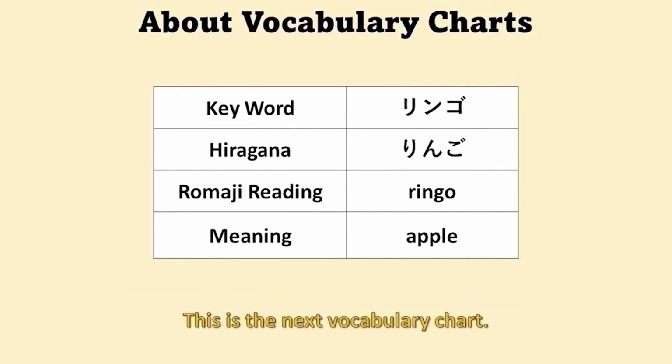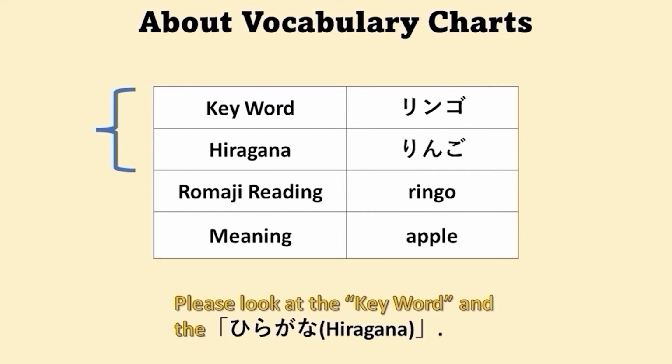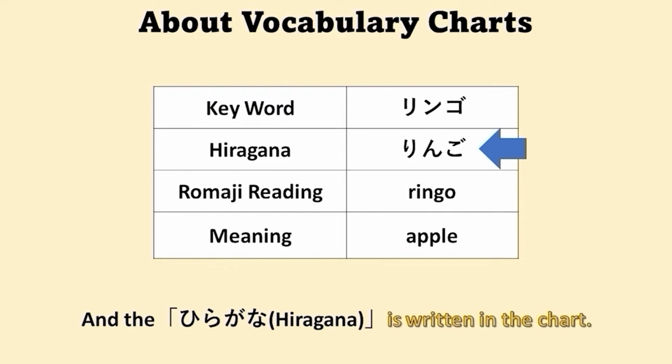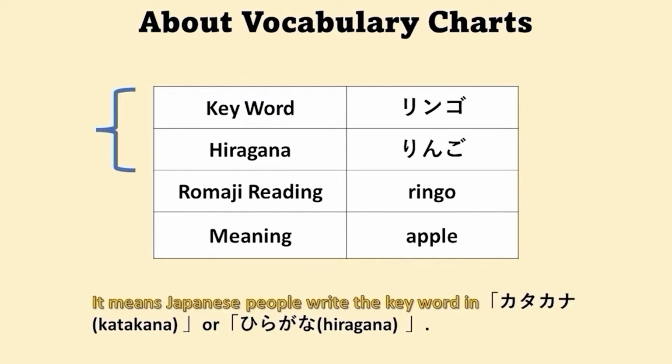This is the next vocabulary chart. It is read as りんご. It means apple. Please look at the key word and the ひらがな. The key word is written in カタカナ and the ひらがな is written in the chart. It means Japanese people write the key word in カタカナ or ひらがな.